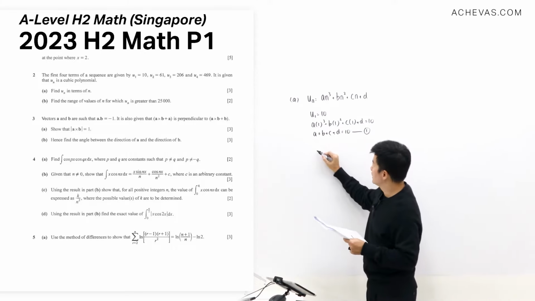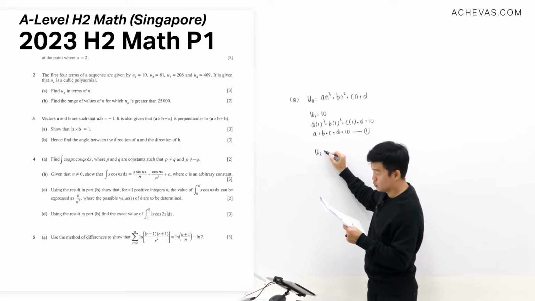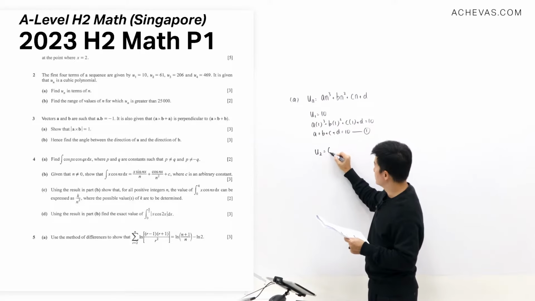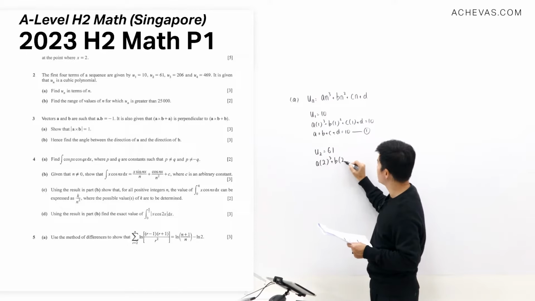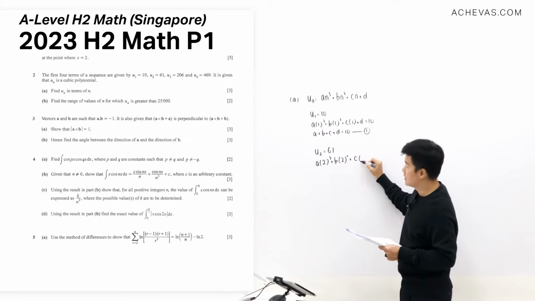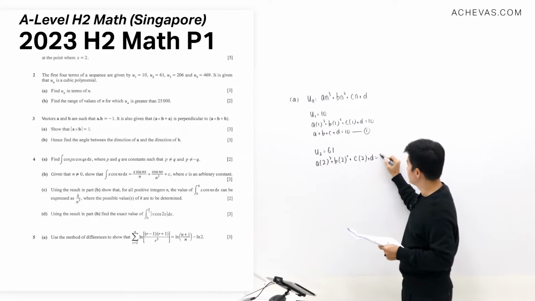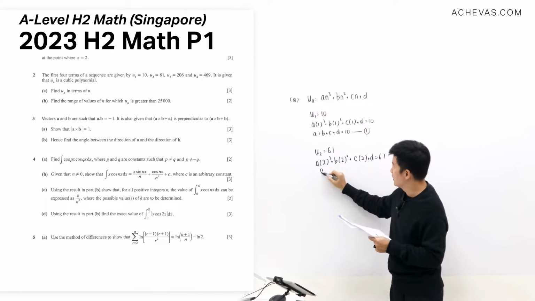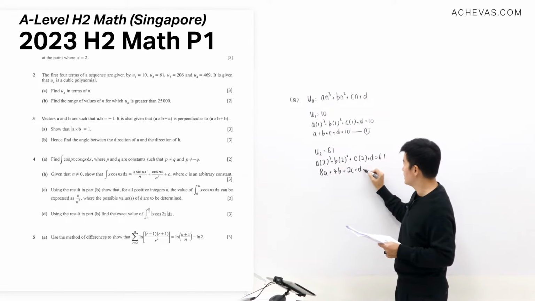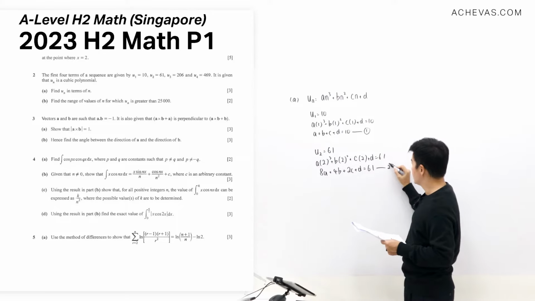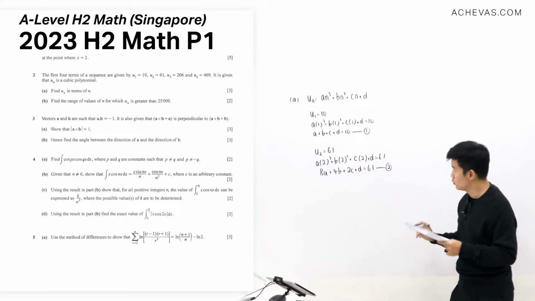The next piece of information that is given to us is u2 is equal to 61. So we have a times 2 to the power of 3 plus b times 2 squared, c times 2 plus d. This is equal to 61. We have 8a plus 4b plus 2c plus d. This is 61. This gives us equation number 2.